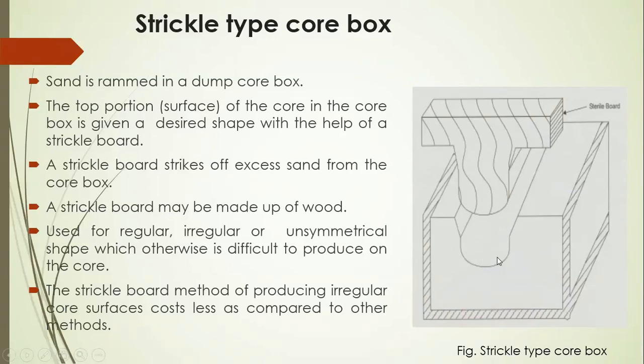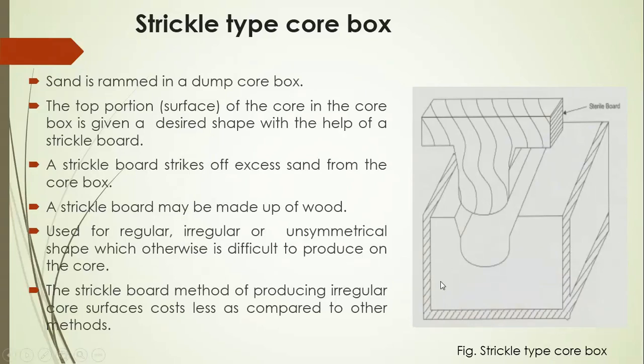this rammed core sand. The trickle board has to be rubbed over the rammed core sand. The function of this trickle board is to remove excess sand from this box, and as and when this trickle board strikes the core sand, it will give the shape of the core to that sand. This is the shape of the core. Now you can see we can give a very irregular shape to the core sand by using this trickle type core box. Sand is rammed in the dump core box.